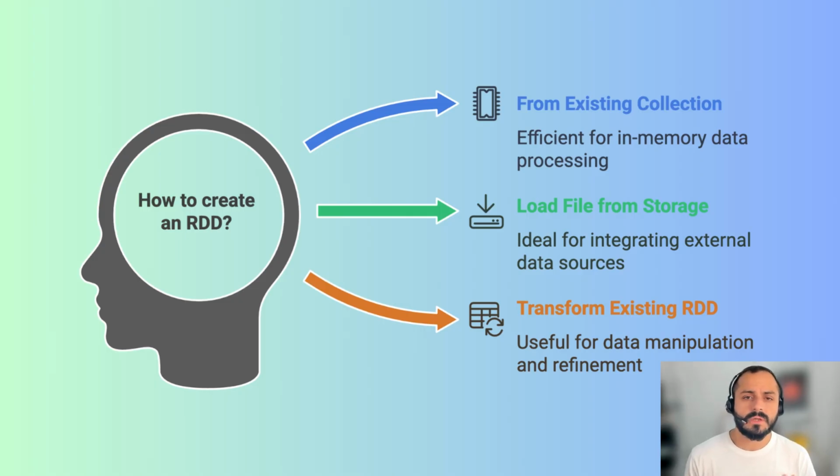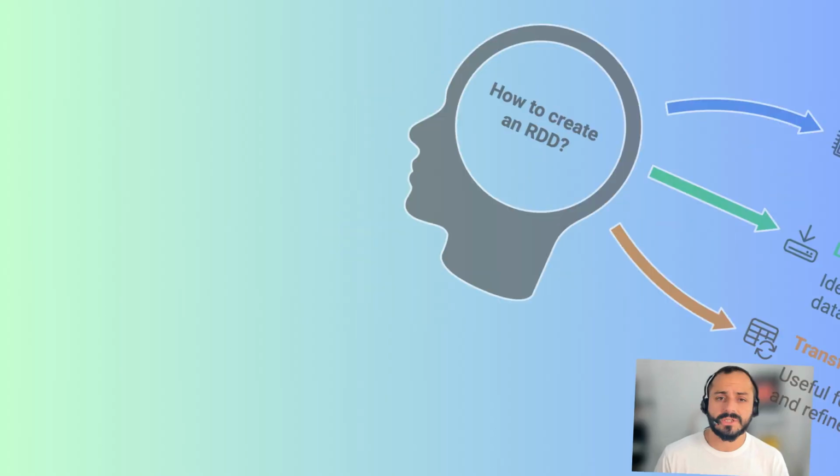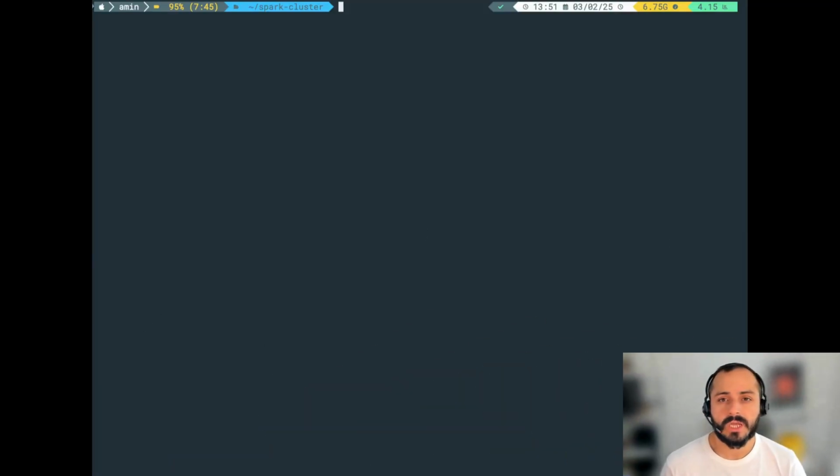So let's create an RDD from an existing collection. Okay, first I'm going to check my Spark cluster is up and running here in my Docker setup.